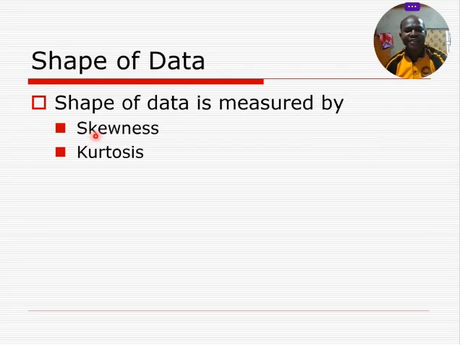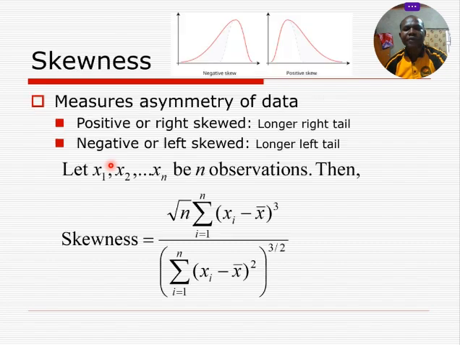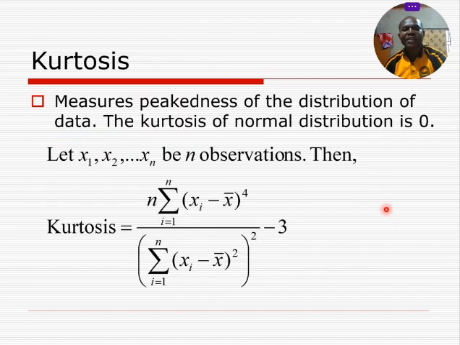Again, the shape of the data is important, the skewness, the kurtosis. Again, we talk about the measure of asymmetry of the data. How drifted is the data set? You can have a positively or right skewed data set. If your data set is bent towards the right hand side, we say it is positively skewed. If your data set is bent towards the left hand side, we say it's negatively or left skewed. So you're going to have a longer left tail for a negatively skewed data set, while you're going to have a longer right tail for a positively skewed data set. And that is what we mean by the skewness of our data set.